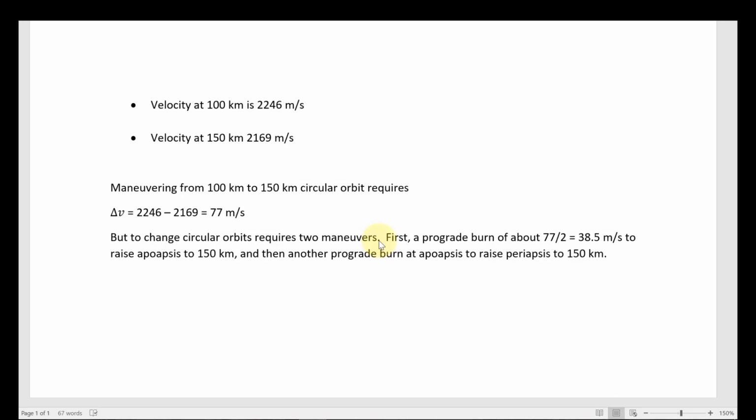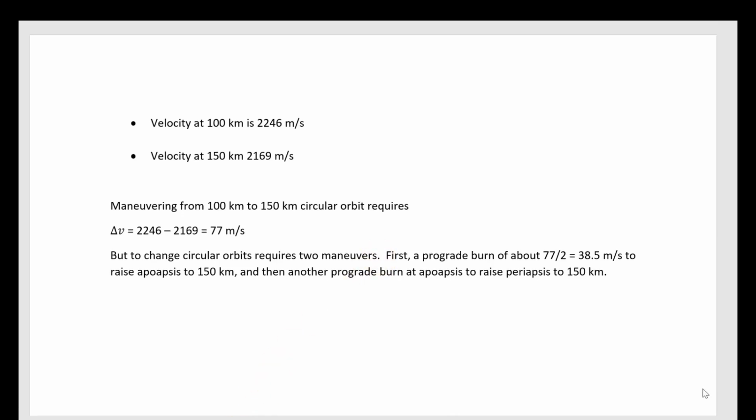So once we're out there at maximum distance, we'll do another prograde burn of the remaining 38.5 meters per second to raise the periapsis, the closest point, up to 150 kilometers. So I'll show you what that looks like.